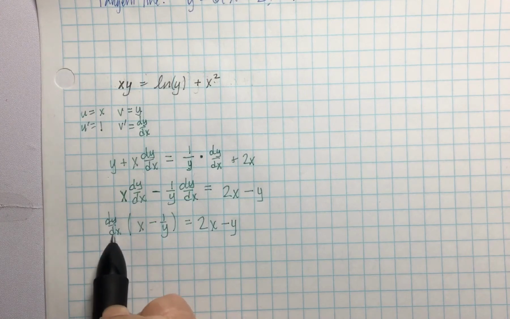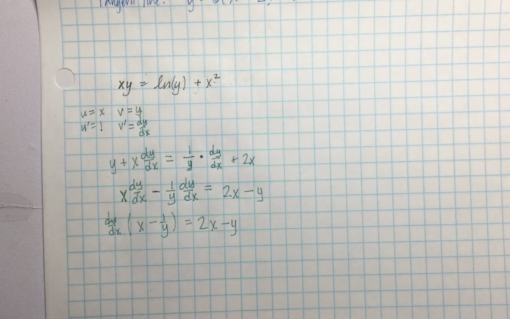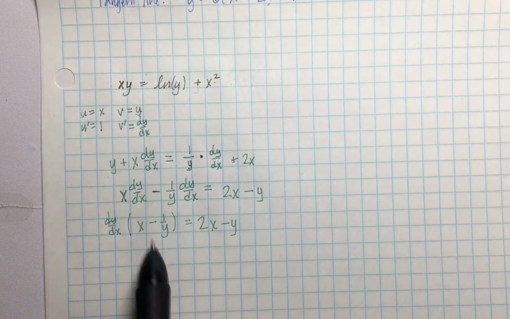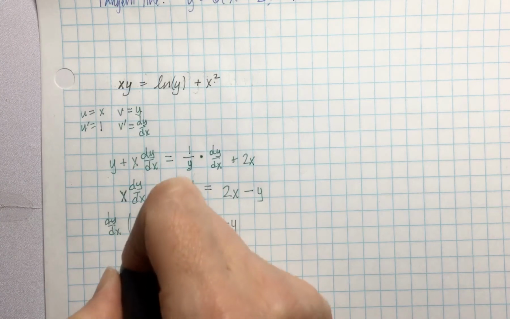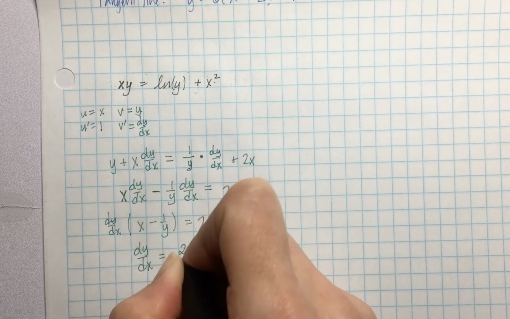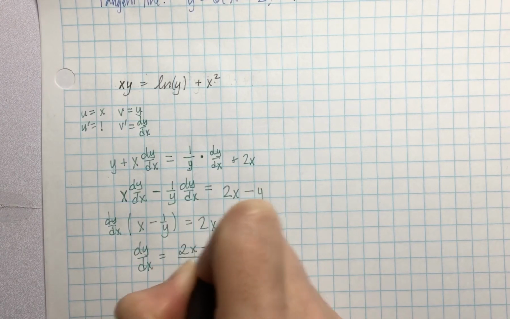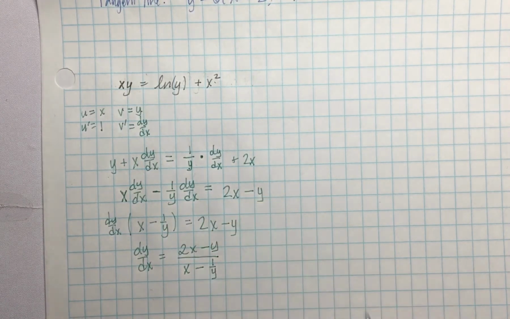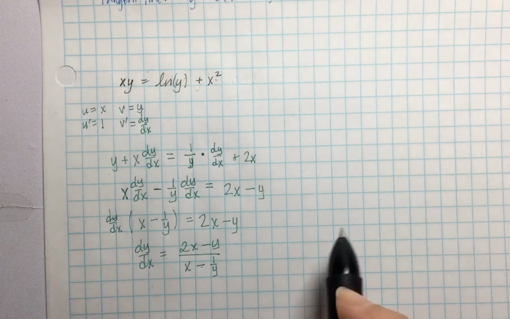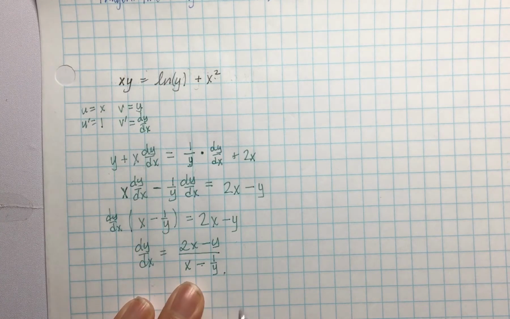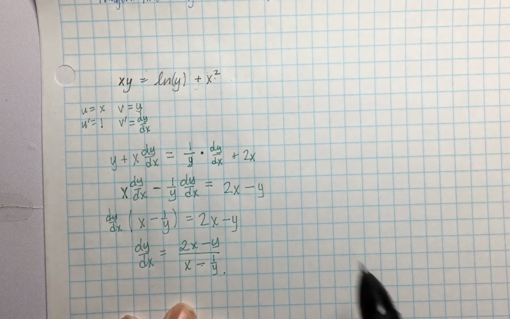So now I have dy dx times a thing. So if I want to make dy dx all alone, I can divide both sides by that thing, the x minus 1 over y. So I'm left with dy dx equals 2x minus y divided by x minus 1 over y. And it doesn't matter that that's ugly and I have a fraction inside of my fraction. I totally don't care. I just wanted to make sure I got my dy dx alone.